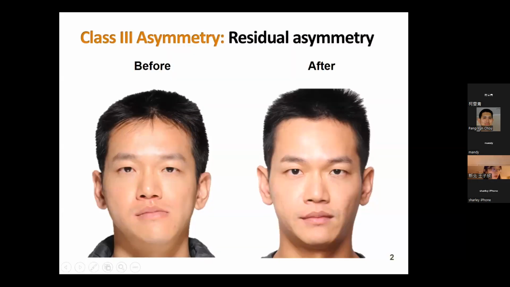His asymmetry improved a lot. However, residual asymmetry remains. He still has mild lip cant and chin deviation. Also, the contour at both sides is unequal. This situation usually happens in asymmetry patients. So, what is the reason for this residual asymmetry?